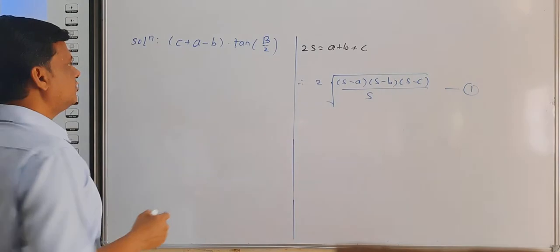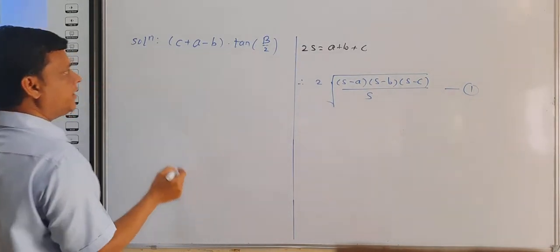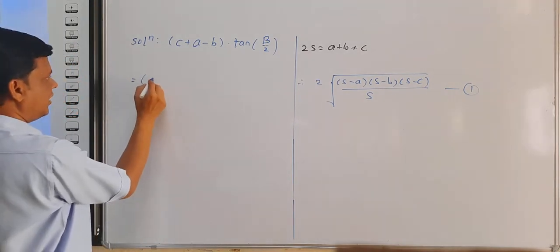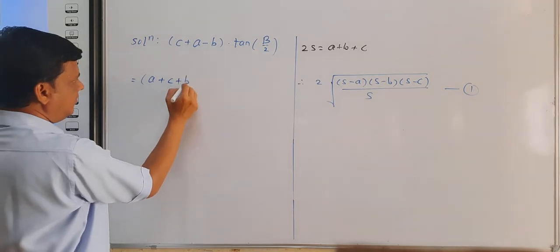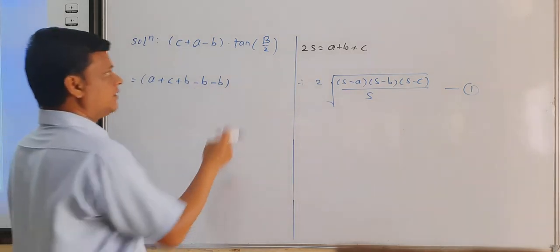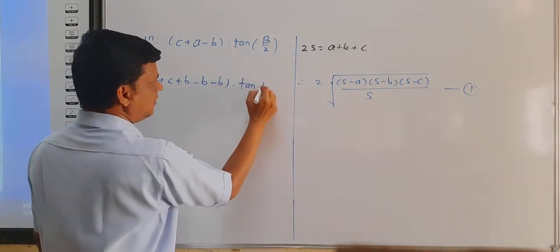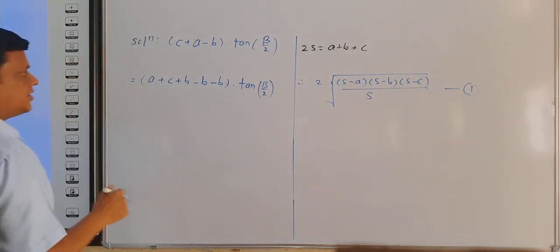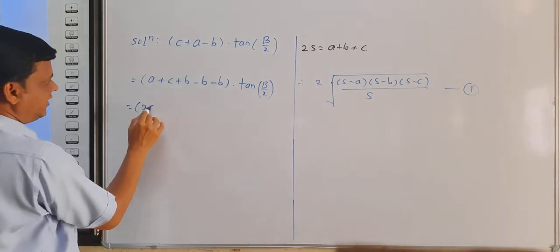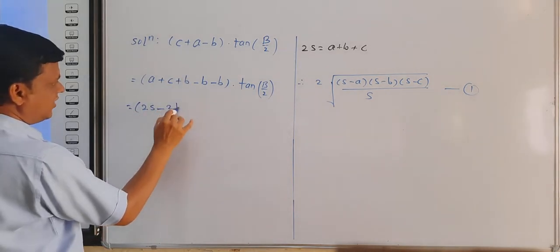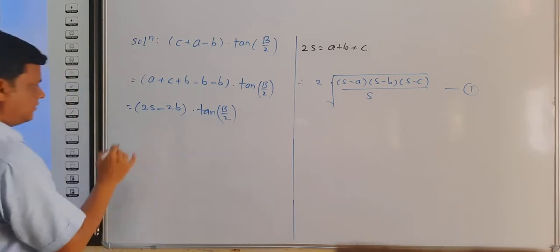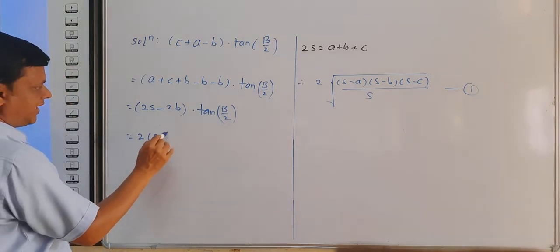Now see the second value, (c + a − b) into tan(B/2). Again we add and subtract b here. So a + c + b − b, and this minus b as it is, plus b minus b, then tan(B/2) we keep as it is in this step. So a + b + c we replace by 2s. So we write here 2s minus 2b, tan(B/2) we keep as it is. Taking 2 common we get (s − b).